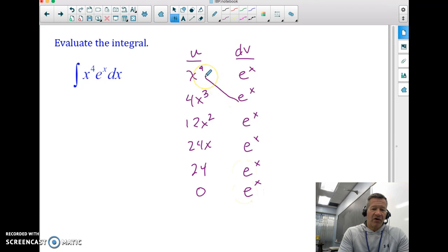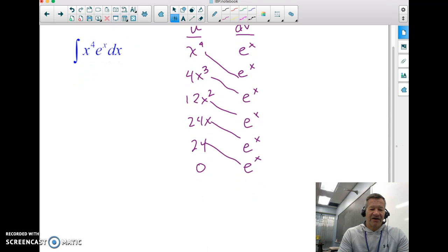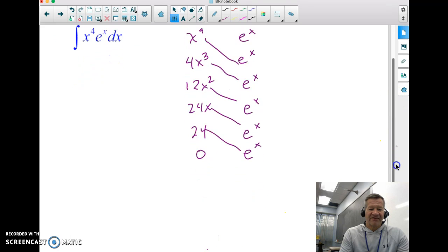So look at this. I'm going to have 1, 2, 3, 4, 5 terms in my answer. I would have had to have done integration by parts 5 times. So let's see here. Remember to alternate signs: plus, then minus, plus, then minus, then plus.